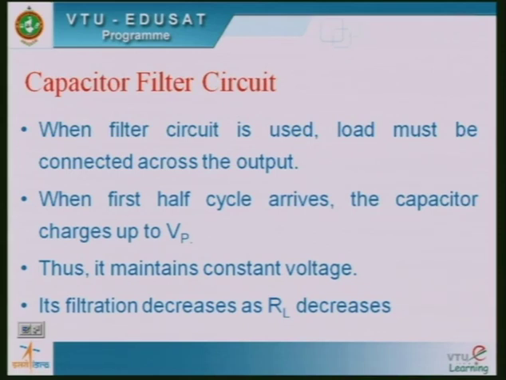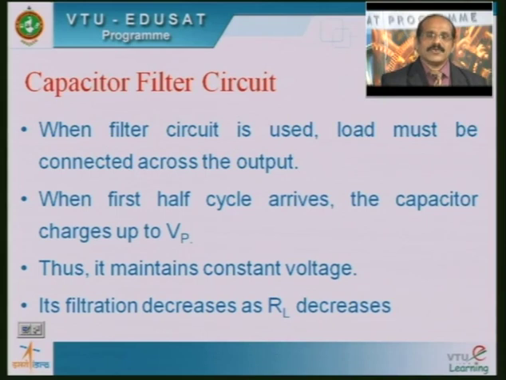When a filter circuit is used, the load must be connected across the output. During the positive cycle, the capacitor charges to Vp, and it maintains that constant voltage here. Please also note that usually the value of RL is always large, mainly to maintain the voltage across the capacitor at a constant value. So if the assumed value of RL is large, the capacitor will be able to maintain a constant voltage.